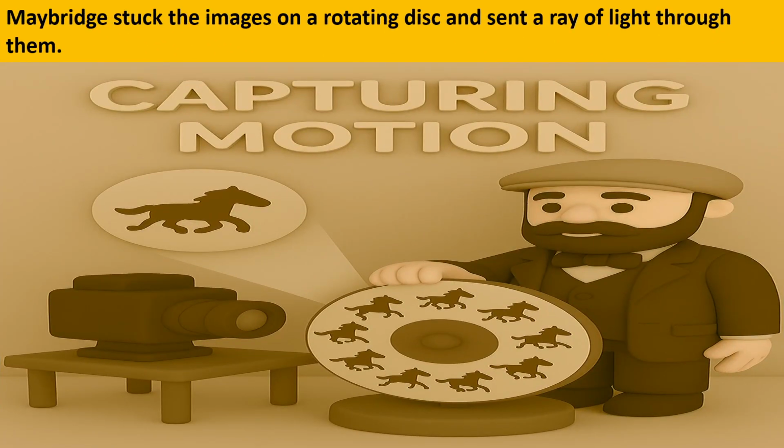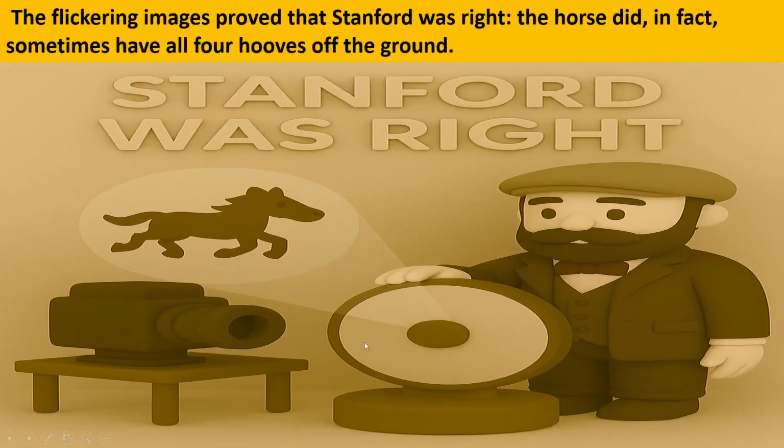Muybridge set the images on a rotating disc. Now he made it like a moving picture, sent a ray of light through them, and moved this disc. The flickering images proved that Stanford was right. Edward Muybridge proved that Stanford was right in that discussion, that the horse did in fact sometimes have all four hooves off the ground, all four legs off the ground while running. He proved that. But in proving that, the film, the moving picture, is invented by Muybridge.